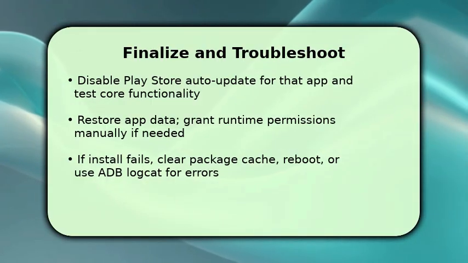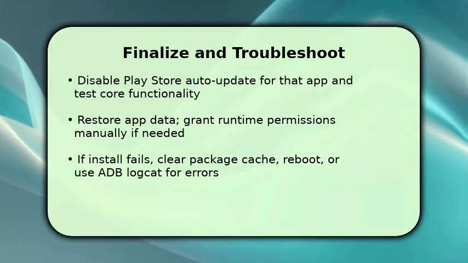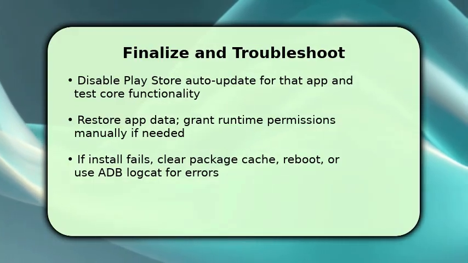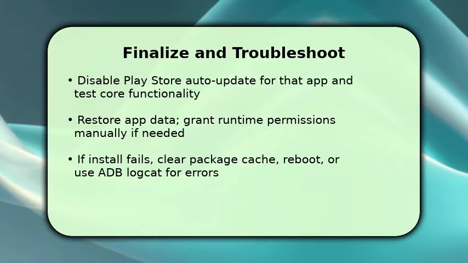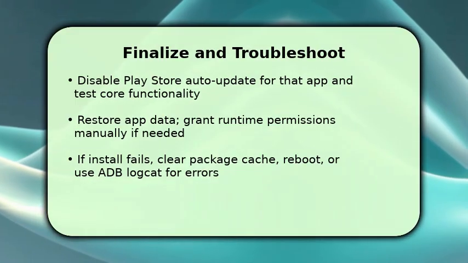If something goes wrong, clear the package manager cache, reboot the phone, and retry the install. One key troubleshooting tip: capture ADB logcat output during install to pinpoint signature, permission, or compatibility failures so you can address the exact cause.